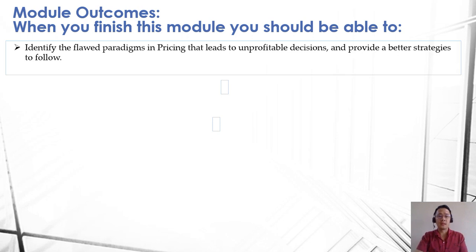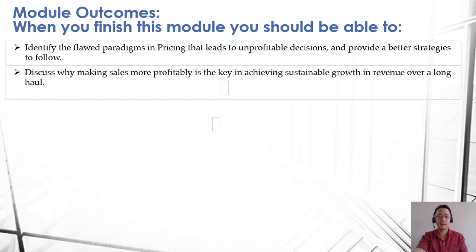Identify the flawed paradigms in pricing that lead to unprofitable decisions and provide better strategies to follow. Discuss why making sales more profitably is the key in achieving sustainable growth in revenue over the long haul.